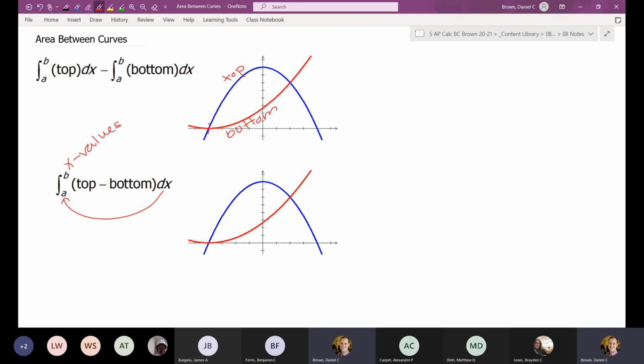A and B will always go in order. So a will be the x value where the region starts. b is going to be the x value where the region ends. Other things I might make a note of outside the formula: the area between curves is always positive.